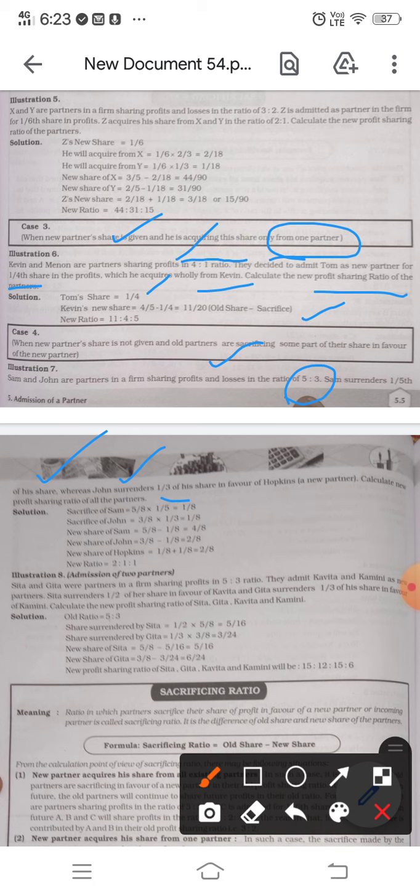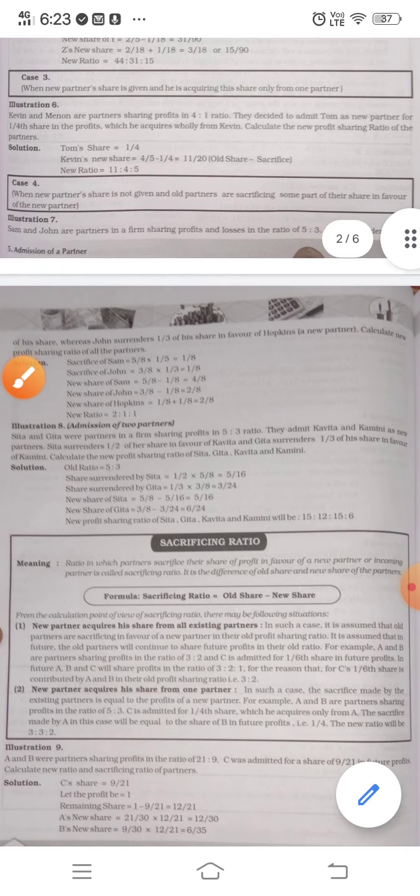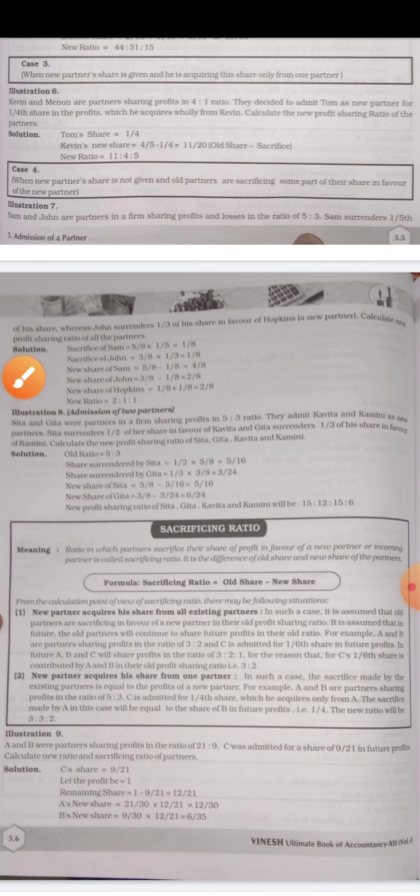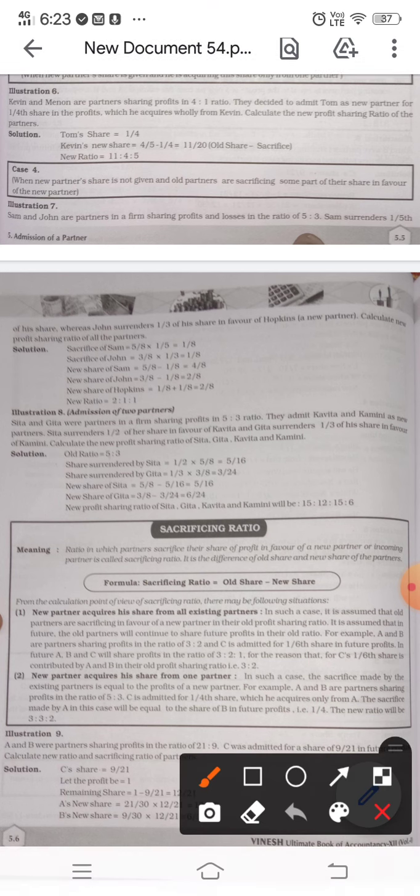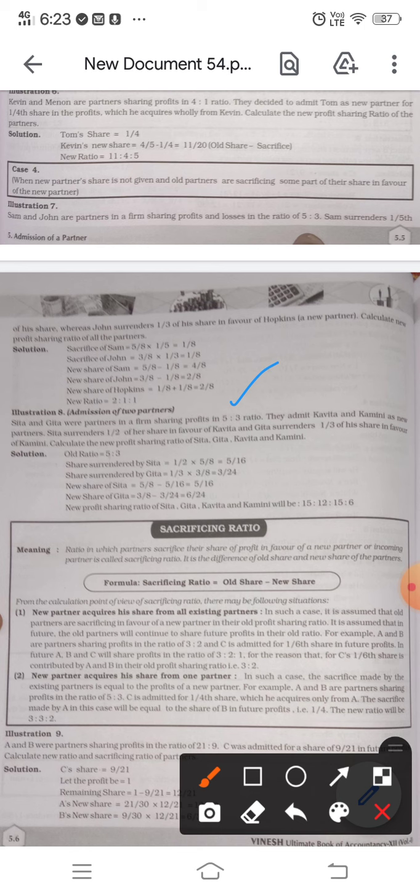So see the next sum. Admission of two partners. So there are two partners, Sita and Geeta, 5:3. So they admitted two new partners, Kavita and Kaumini. Okay. So Sita surrendered 1/2 in the favor of Kavita, and Geeta surrenders 1/3 of his share in the favor of Kaumini. So calculate the new profit sharing ratio of Sita, Geeta, Kavita and Kaumini.